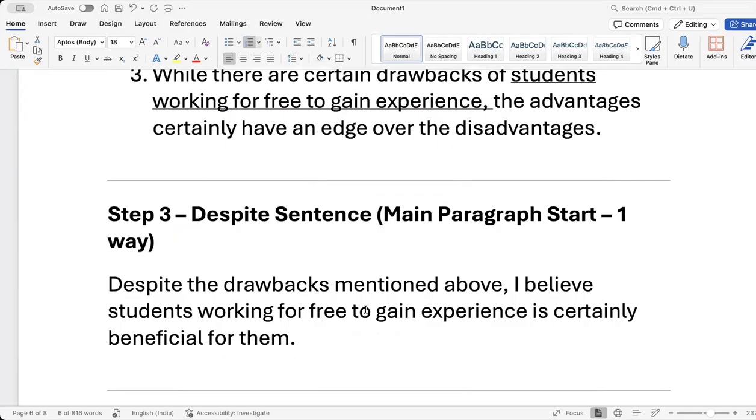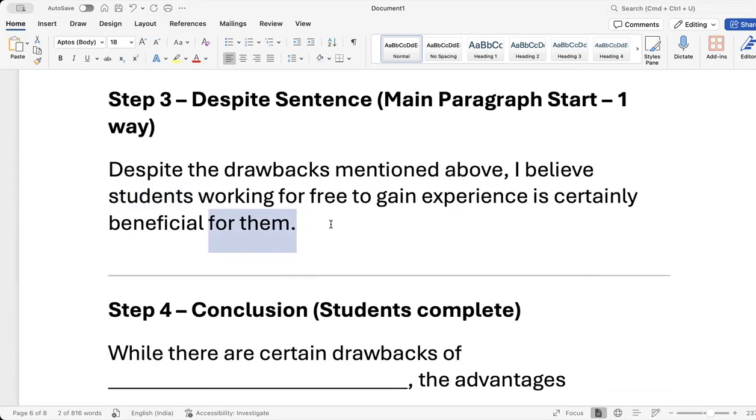So, despite the drawbacks mentioned above, meaning despite the drawbacks written above, I believe students working for free, again, you're going to write the topic. I believe the topic is certainly beneficial for them. Why am I writing drawbacks mentioned above? Because the weaker side has already been mentioned before. So, despite those drawbacks, I believe the topic is certainly beneficial. That's what I write here.